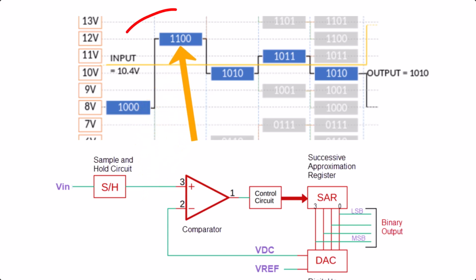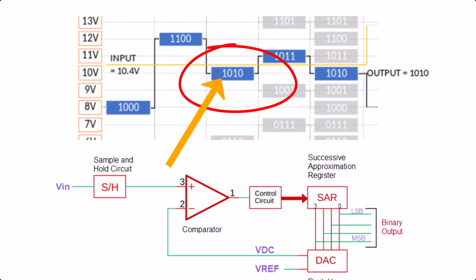So it puts its second most significant bit also high. That drives the DAC then to output 12 volts. However, the 12 volts is higher than the input voltage of 10.4 volts. So the control circuit says, okay, you overshot, it was too much. So you can't take that next most significant bit. You need to take that as a 0. So in the third step you see there it's 10.